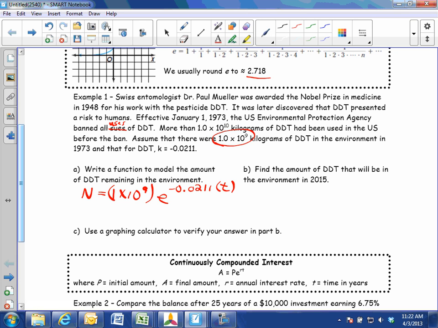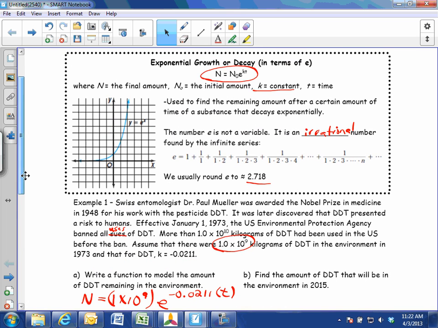So what is N of 0? N of 0 is the initial amount. It's what we're starting with. N of 0 just means the starting point. N of 2 would be at time 2. N of 0 means the starting point.